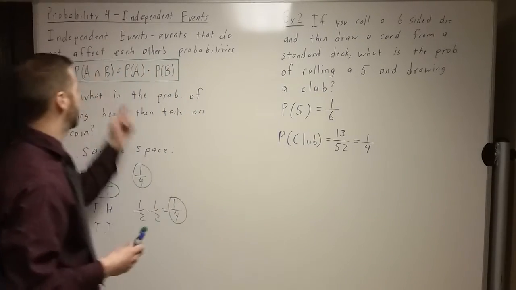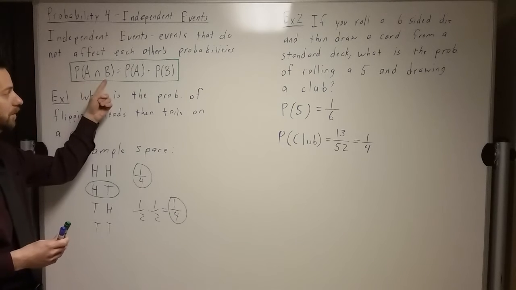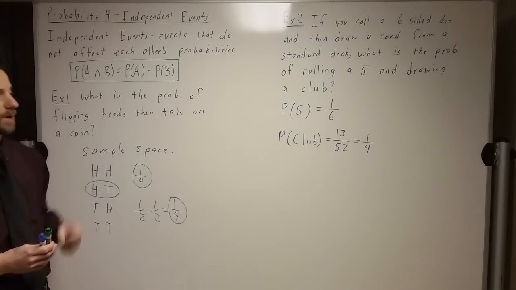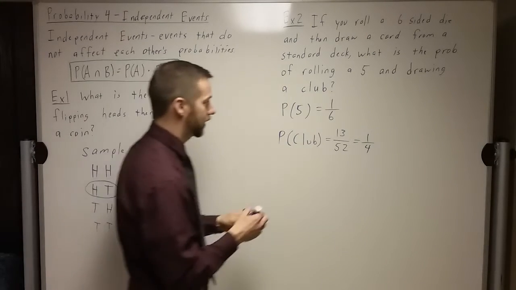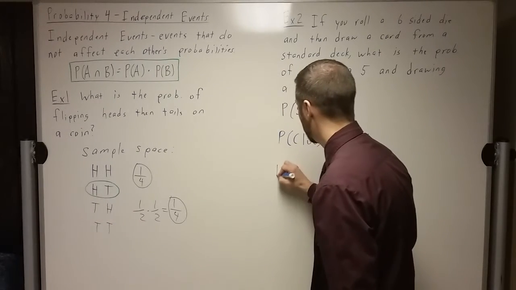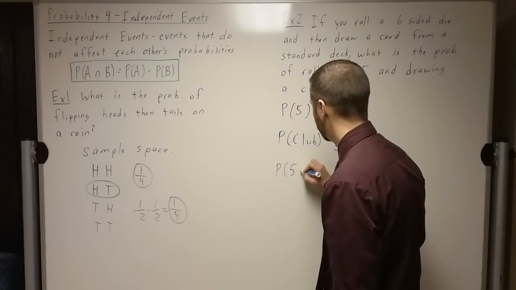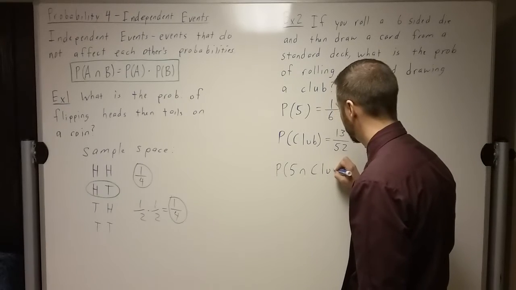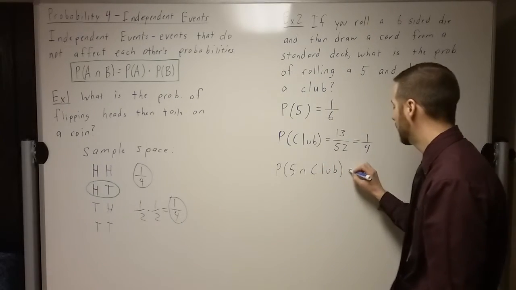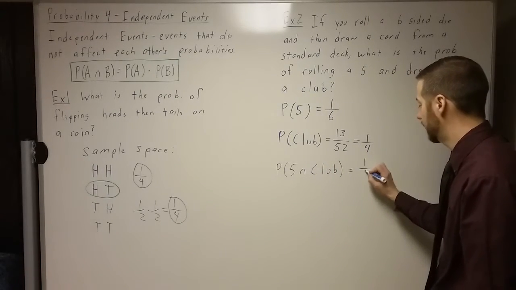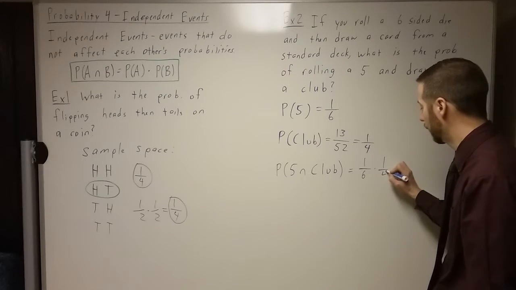And so for independent events, if I want an and probability, I multiply the two probabilities together. So that's what I'm going to do here. The probability of getting a 5 and a club, so I'm just going to say it like this with our and symbol, is 1/6 times 1/4.